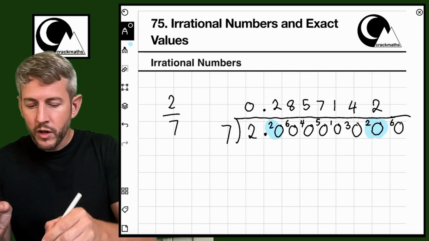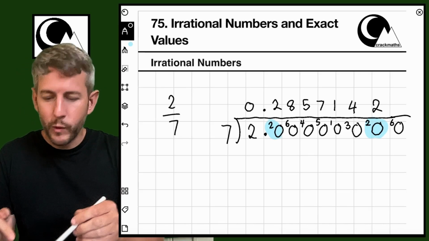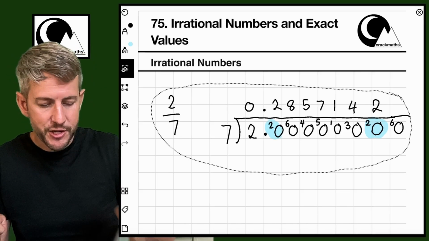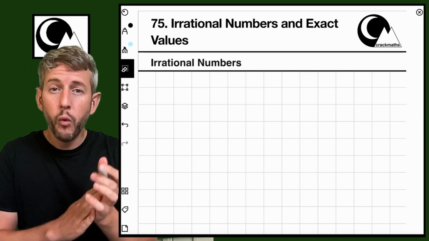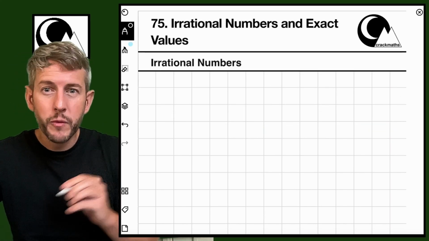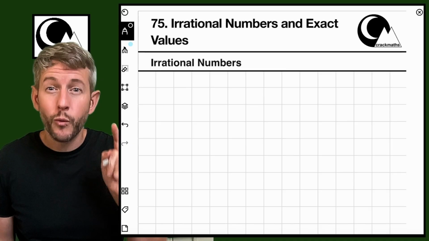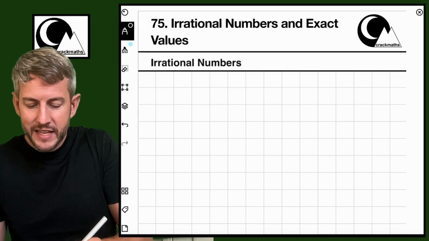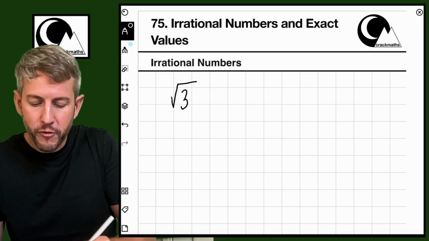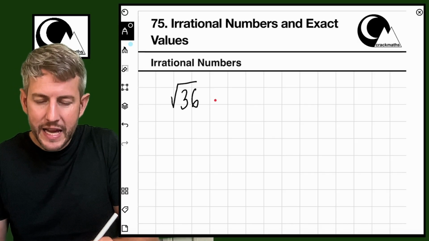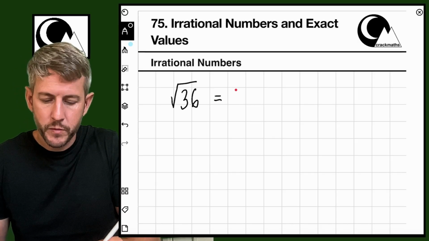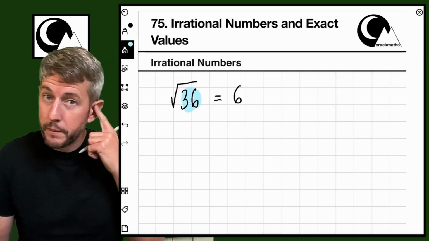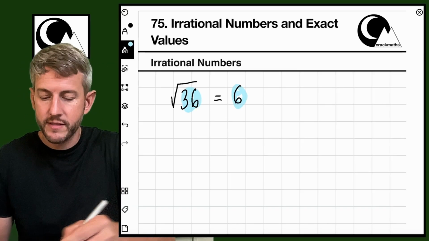Okay, so let's have a look at what else is an irrational number. So we know that pi is irrational. But what else? Well, I'll tell you what else. Square roots which don't work. You might remember from a previous tutorial, we could have the square root of 36 equals 6, which means 36 is a square number and its square root is 6.